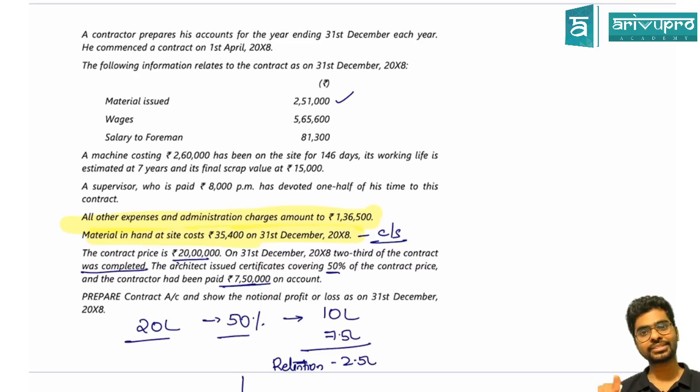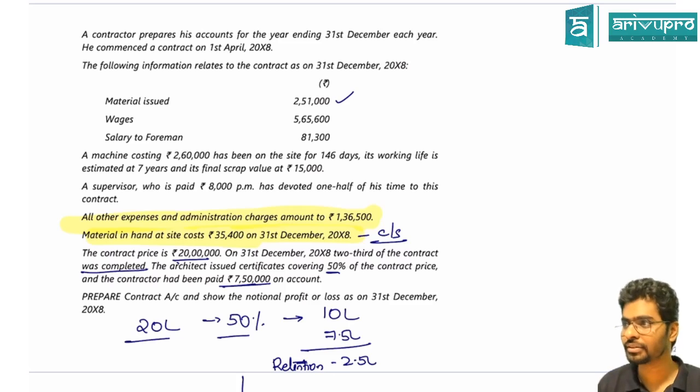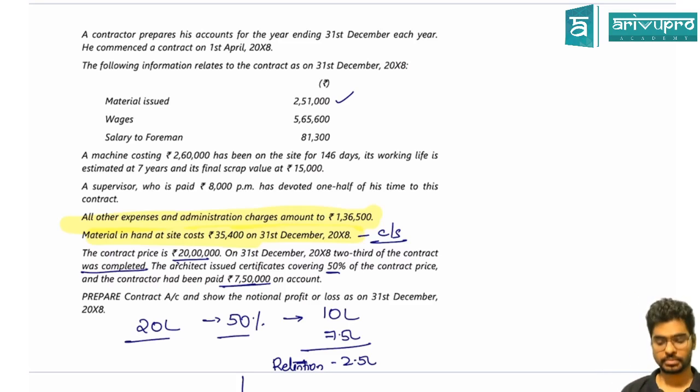Because without knowing the value uncertified, I cannot find out my notional profit. Guys, does anyone know how we find out the value uncertified? Is it given in the question? Did you get the value uncertified portion? Not given. So this is the difference in this question.